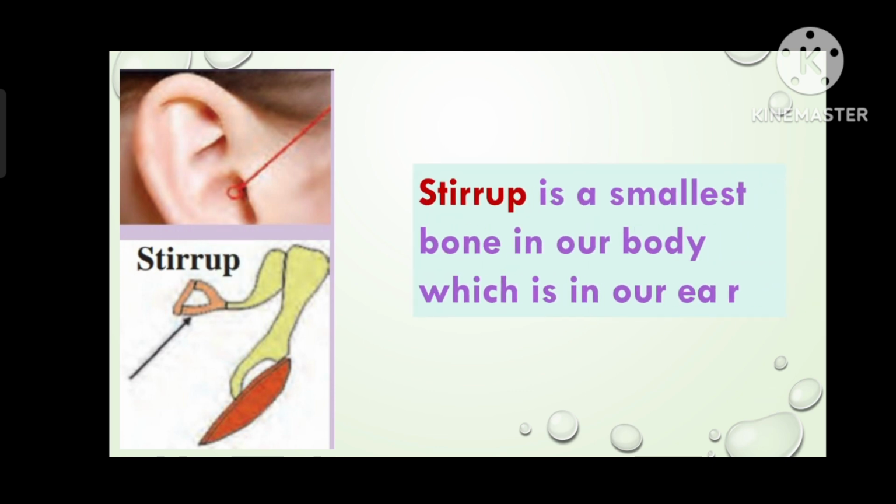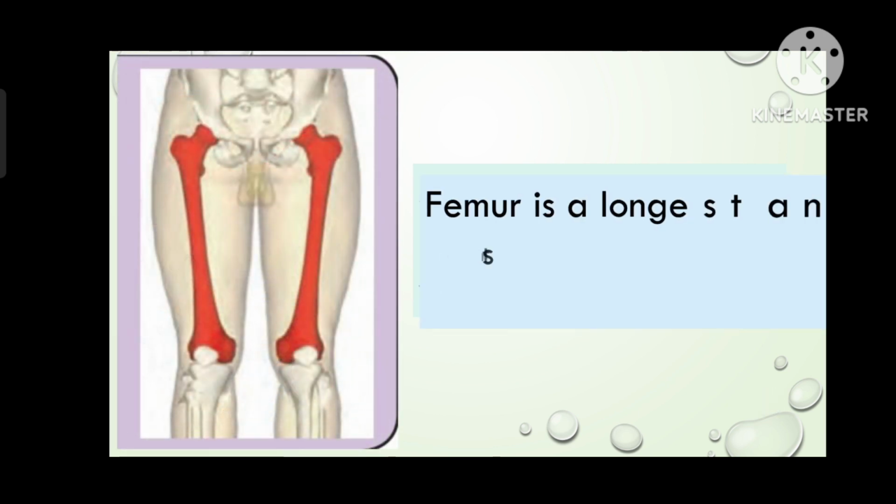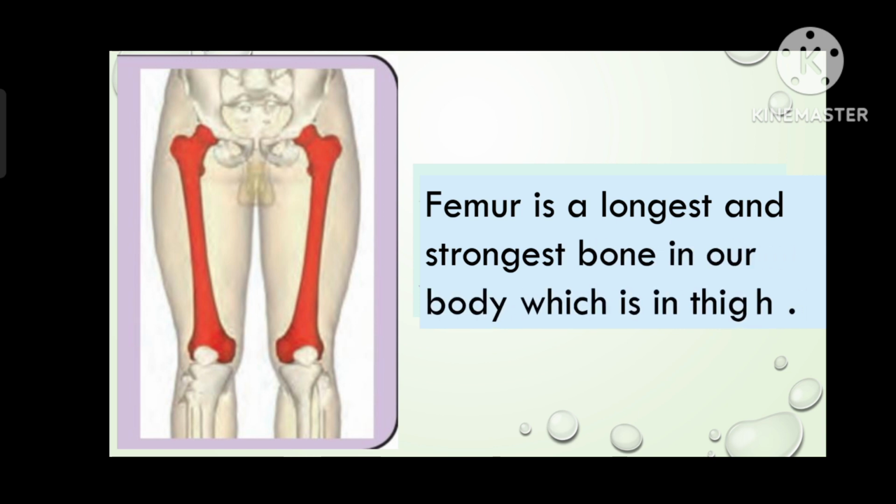The stirrup is the smallest bone in our body, which is in our ear. The femur is the longest and strongest bone in our body, which is in our thigh.